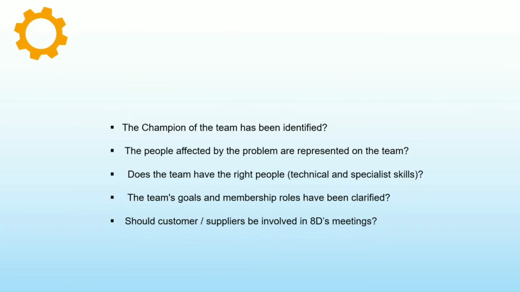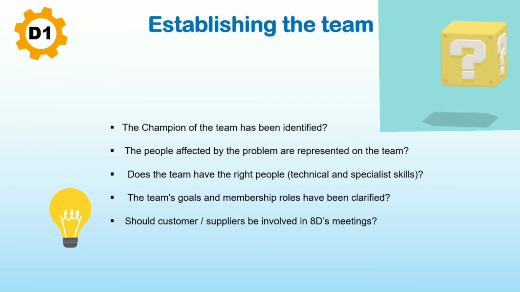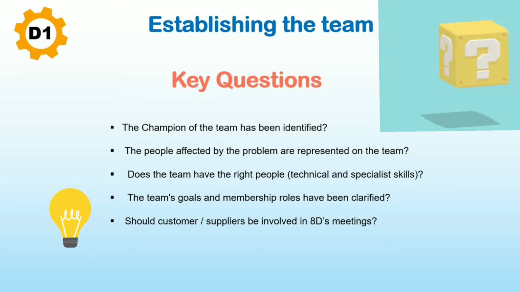Key questions. The champion of the team has been identified. The people affected by the problem are represented on the team. Does the team have the right people, technical and specialist skills? The team's goals and membership rules have been clarified. Should customers and suppliers be involved in these meetings?